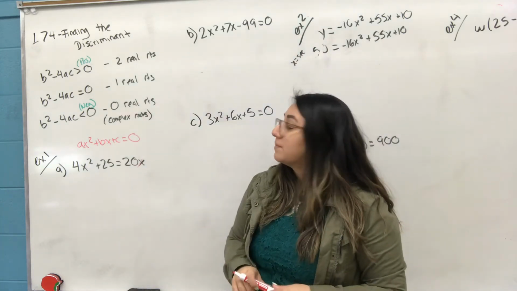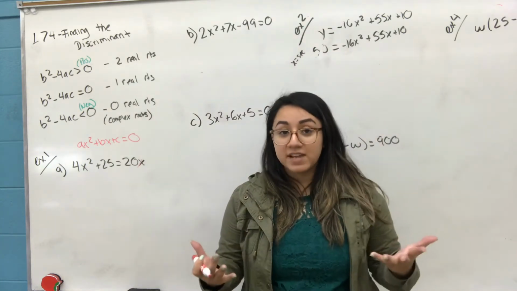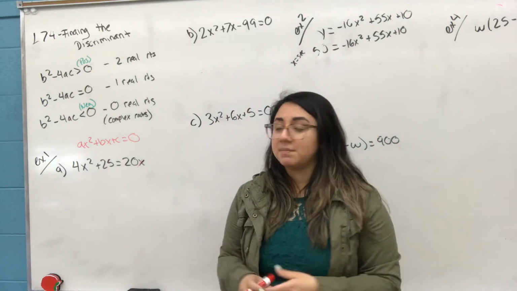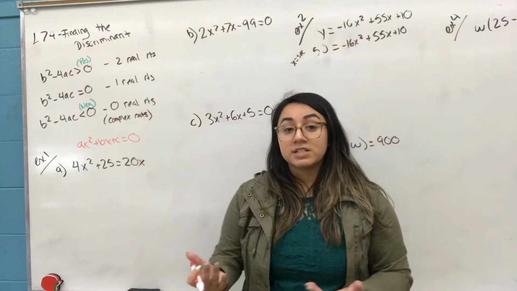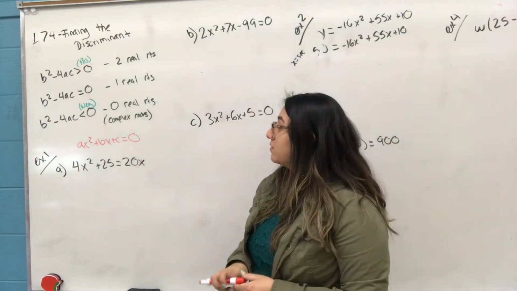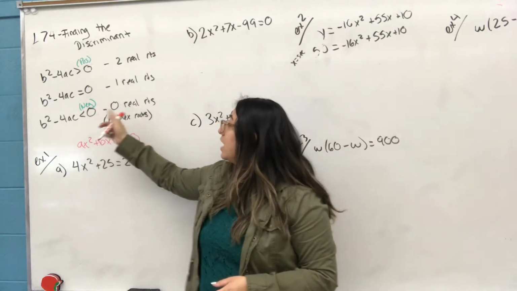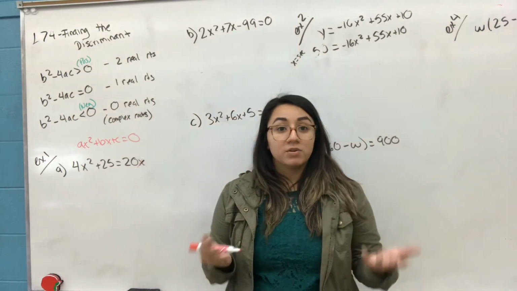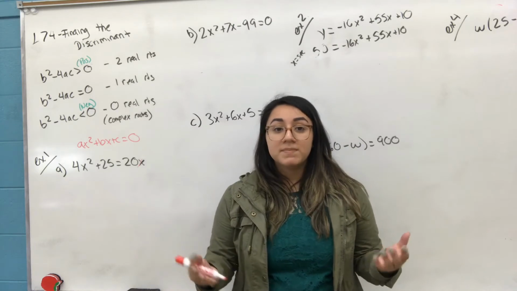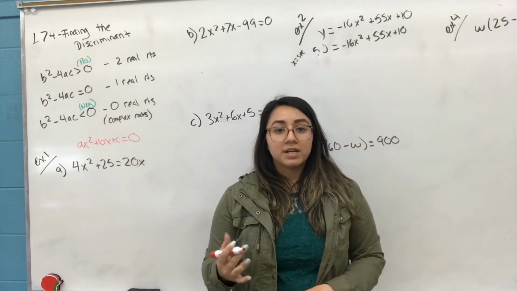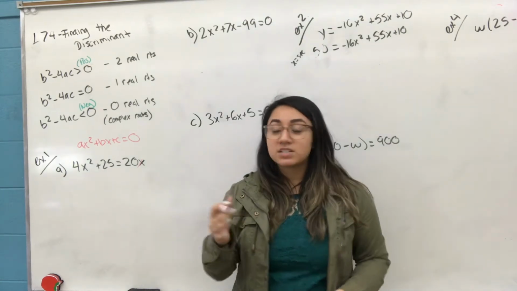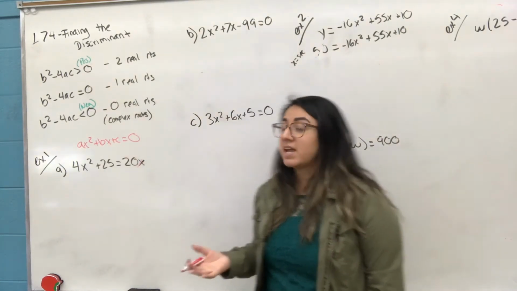B squared minus 4ac, if it's greater than 0, so it's a positive answer, you have 2 real roots, meaning they're real numbers, not anything complicated. If your answer is equal to 0, you have 1 real root. If your answer is less than 0, you have 0 real roots, meaning you don't have real numbers. You end up with complex roots. Complex roots is when you use the quadratic formula and you end up with an answer like 2 over 3 plus or minus square root of 3 over 7i. That's considered complex. The i makes it complex.